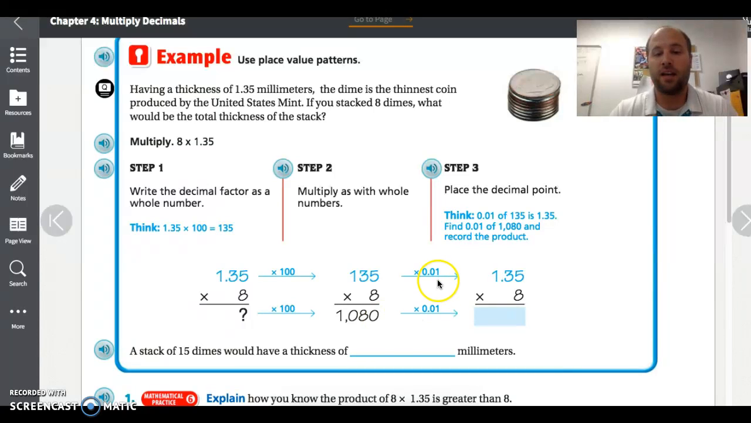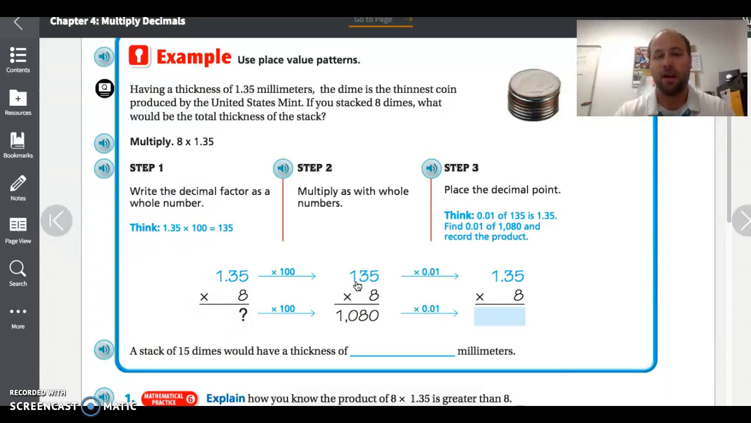Now they say, if you multiply this by 100, you need to multiply it back by 100th. But I've got a quicker rule for you. As long as you know that I had to move this decimal over 2 place values, 2 zeros, I had to multiply by 100. To send it back, I have to multiply by 100th. As long as you know the process, we're good.